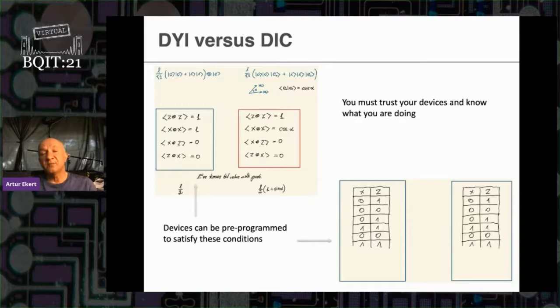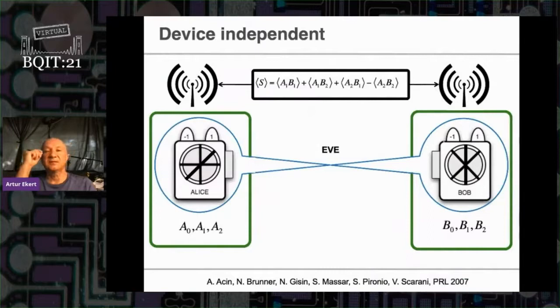So that can be done, but that of course assumes that the devices were really tampered with and prepared in such a way that you are fooled as a legitimate user. Can we go around it? Well, it turns out that the statistical test that is based on the Bell inequalities is rigid.